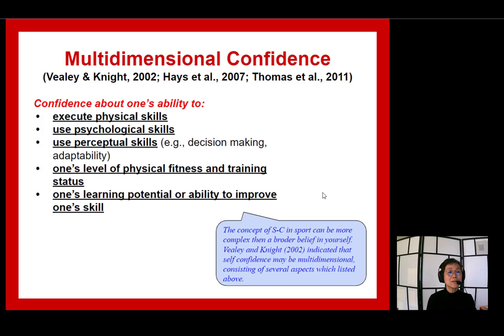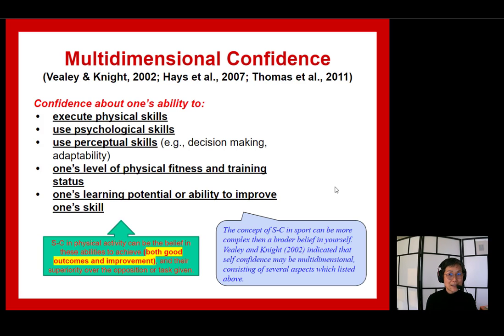Also, is confidence about what? Perceived confidence about level of physical fitness, training status, and preparation. Also, confidence about learning potential, or the ability to improve his, her, or their skills. So, do we need all of them to achieve your goal? Maybe not. Different combinations, different balances may work better for different people. That's what we need to understand as a leader, and also understand that concept for your own performance as a leader and for your followers.